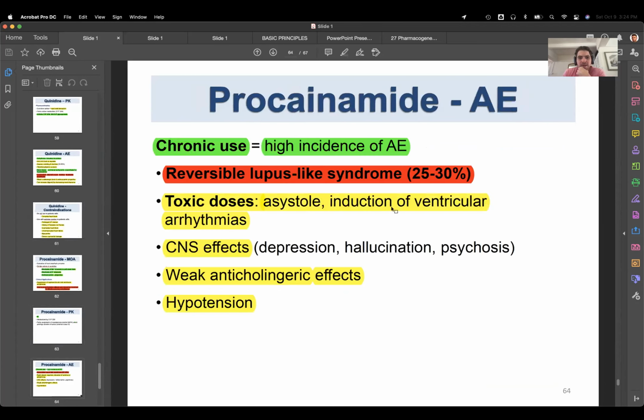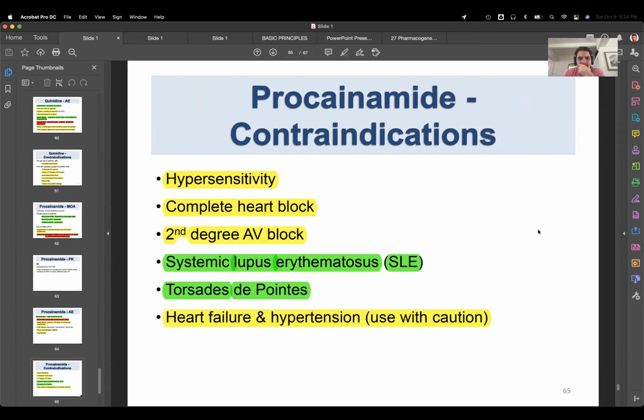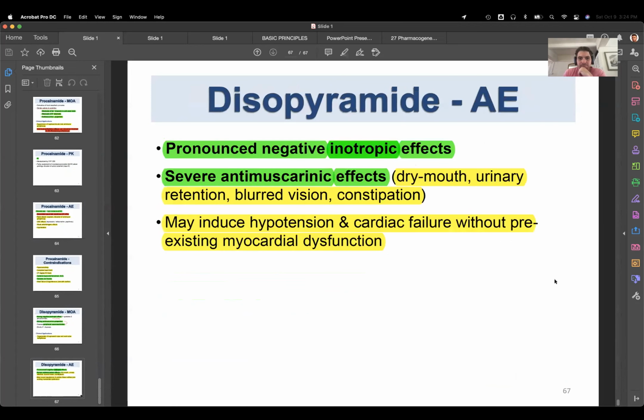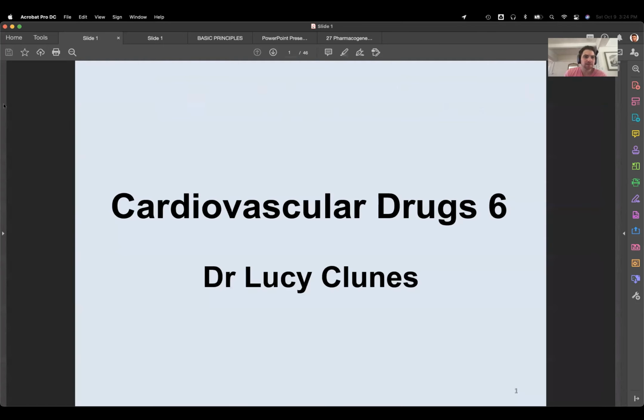Procainamide's another one. Again, lupus-like syndrome. Good to know that. This is the other one, disopyramide. I don't know that they asked us anything about that. Just know which drugs go with which class. Okay, good.